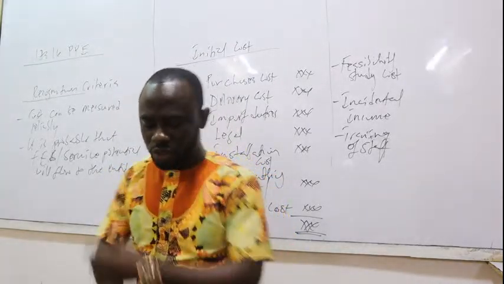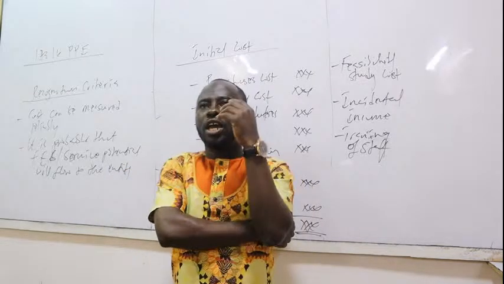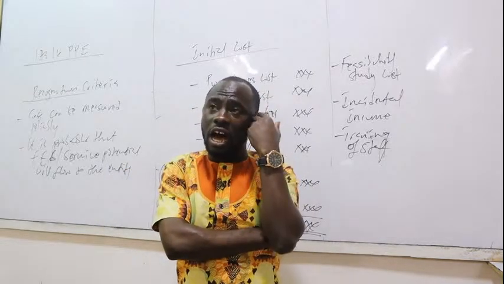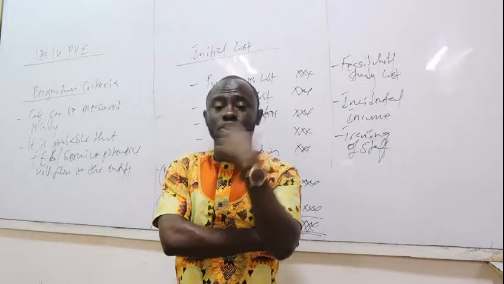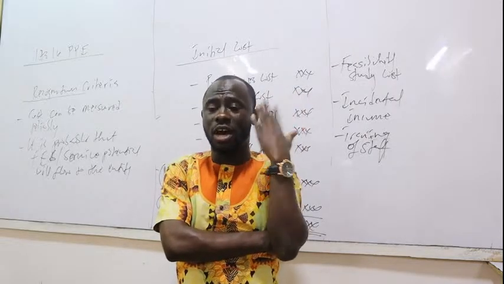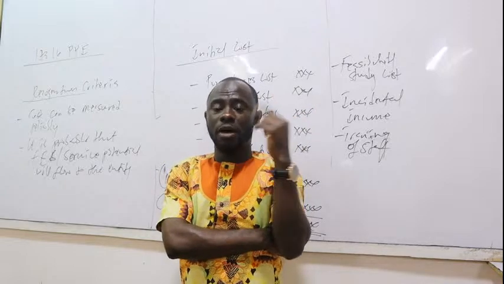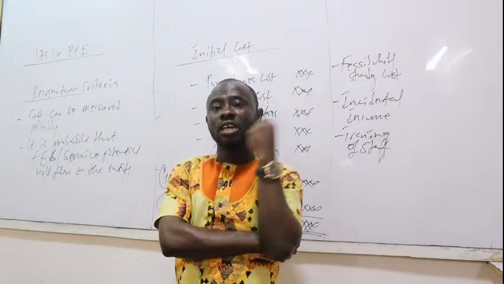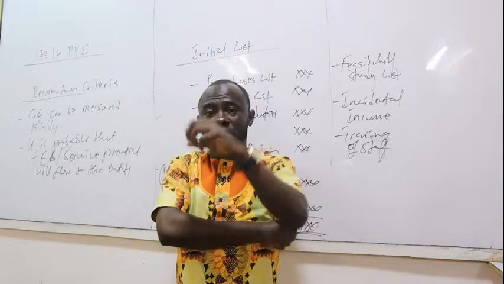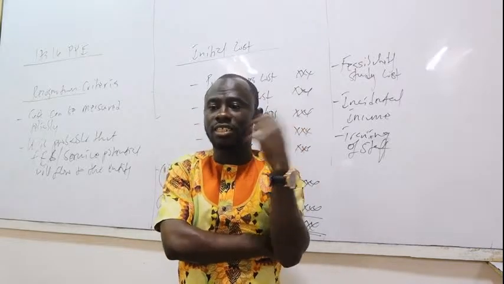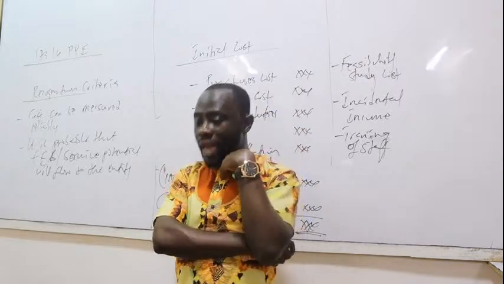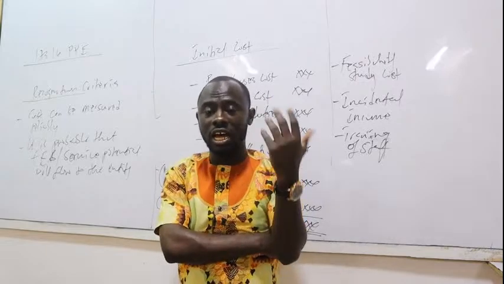Now, there are various ways assets can be acquired by an entity. Number one, by direct acquisition. Number two, by leasing the asset. Number three, by constructing or in-house building the asset. Number four is by exchanging the asset with another company.